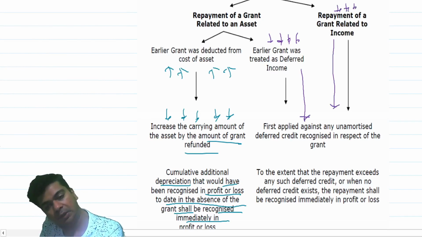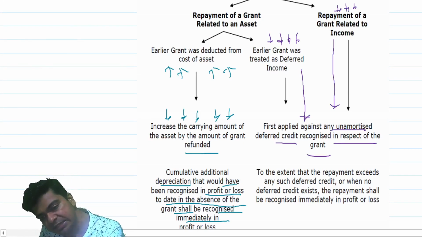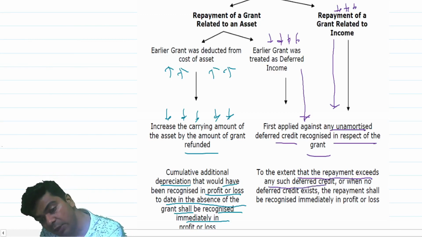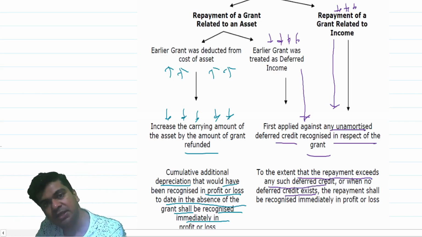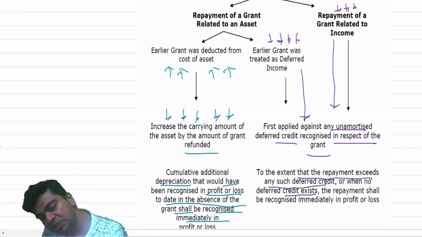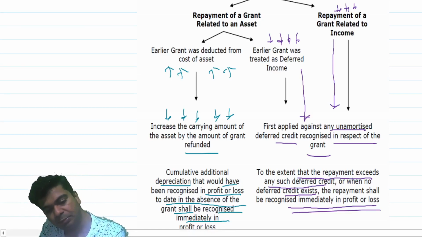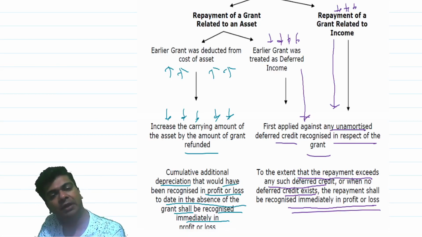It's a common treatment. First applied against any unamortized deferred credit recognized in respect of the grant. Do you have any unamortized balance? Adjust that. To the extent that the repayment exceeds any such deferred credit, or when no deferred credit exists, either it is in excess or this kind of balance itself is not there, the repayment shall be recognized immediately in profit and loss account. You are supposed to debit the grant that you are refunding to the profit and loss account.